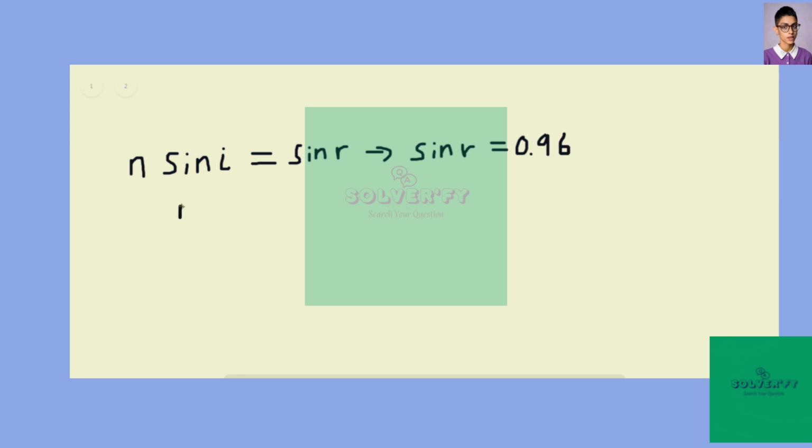Therefore, if we just take the inverse sine of both sides, we can find r, and we find that r is equal to the inverse sine of 0.96, which is 73.7 degrees. So that's our angle of refraction. Okay, so then the cosine of r, we can get from that. So cosine of that value is equal to 0.28.